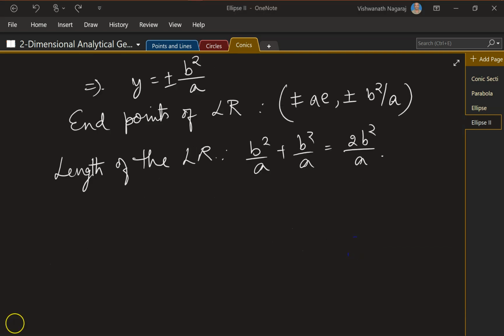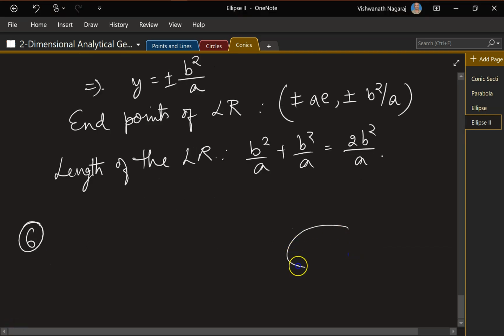Another interesting aspect, let's have an ellipse. Let's say this is an arbitrary point. This is one focus, this is another focus. So let's say this is S, this is S dash. This is one directrix, this is another directrix. And let's drop a perpendicular to the directrices. And let's extend this.